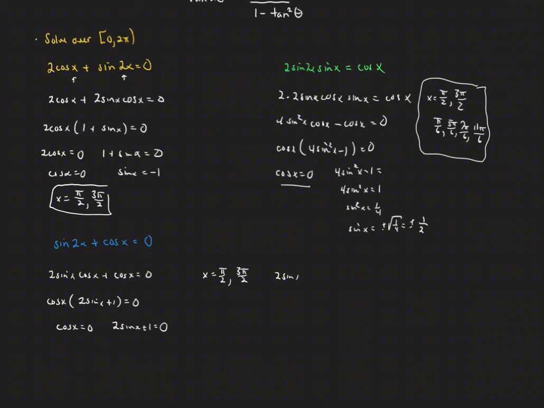And if 2 sine x plus 1 is 0, 2 sine x is negative 1. So sine x is negative a half. So that's going to give us a reference angle in quadrant 1. Sine is 1/2 at pi over 6. Sine is negative in quadrants 3 and 4. So that'll be 7 pi over 6 and 11 pi over 6. And those are all answers.